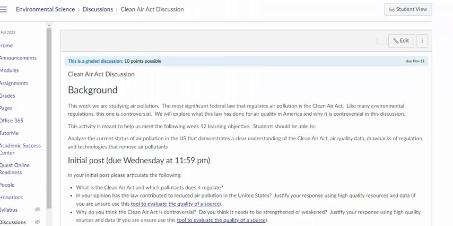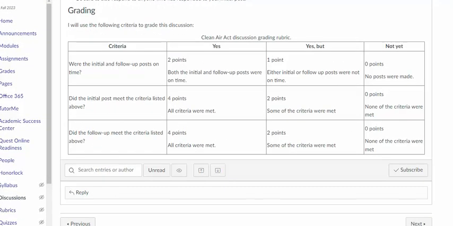There's also a discussion in the week 12 module. This week we'll discuss the Clean Air Act, which is a US law that sets air quality standards across the nation. We'll talk about the effectiveness and your opinion about that particular piece of legislation.